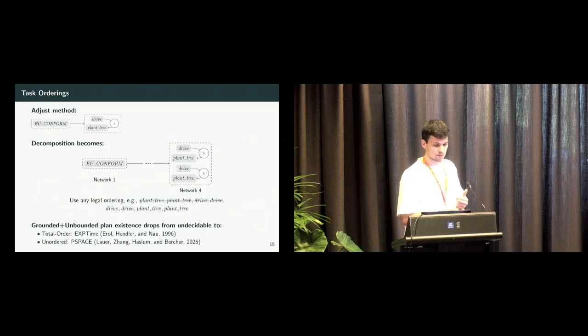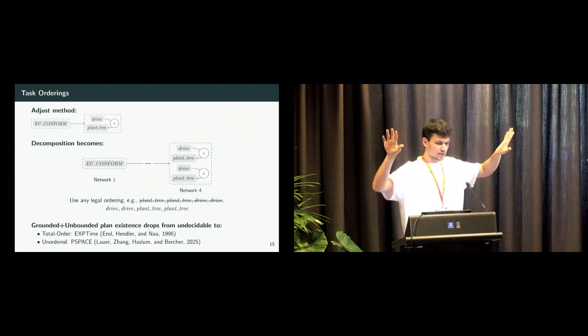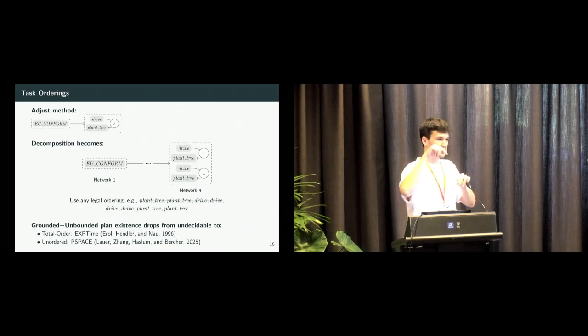And the other thing we looked at are these different ordering constraints. So if we would pose certain types of orderings and would consider the very much border cases where everything is ordered or nothing is ordered at all, we have a similar effect. So in general, it's undecidable, but in the total order case, it's EXPTIME-complete, and in the unordered case, it's PSPACE-complete.